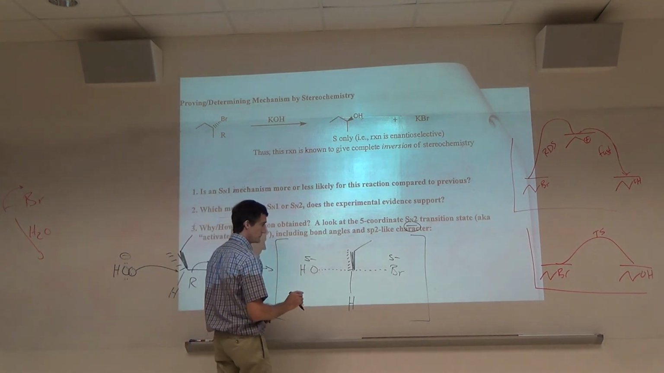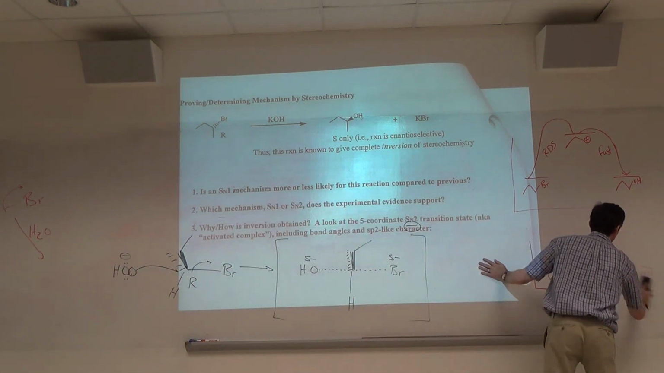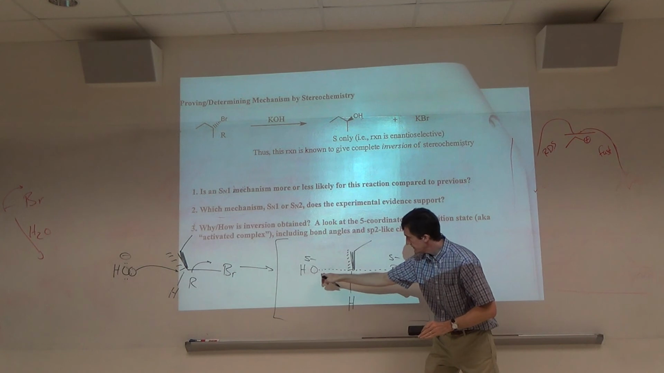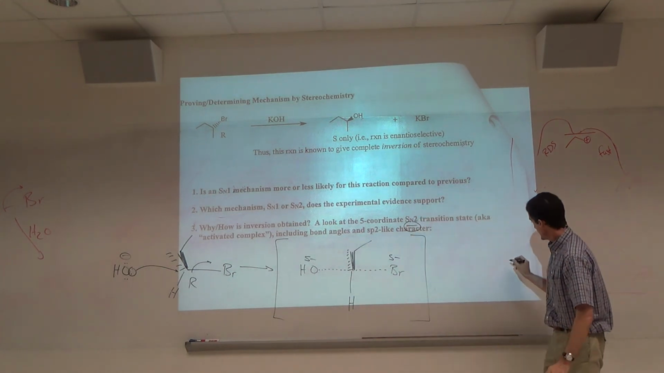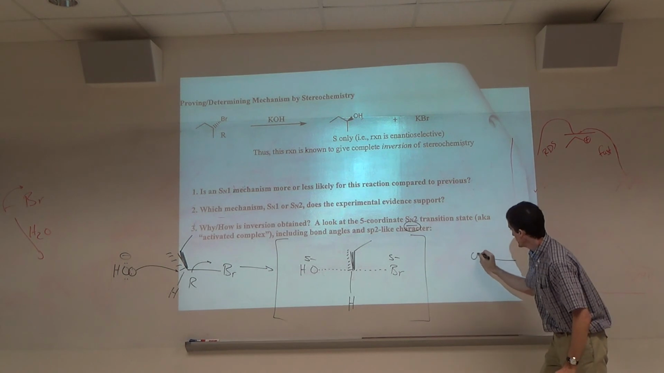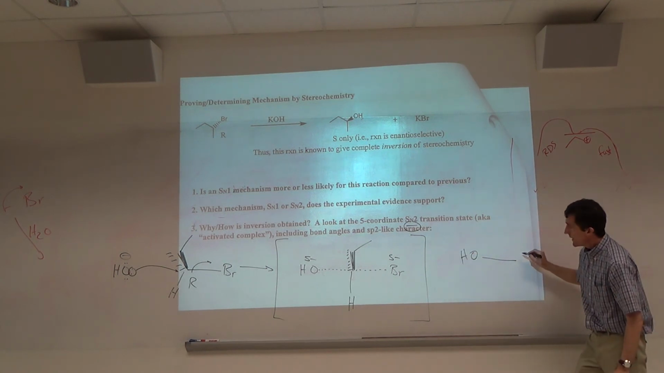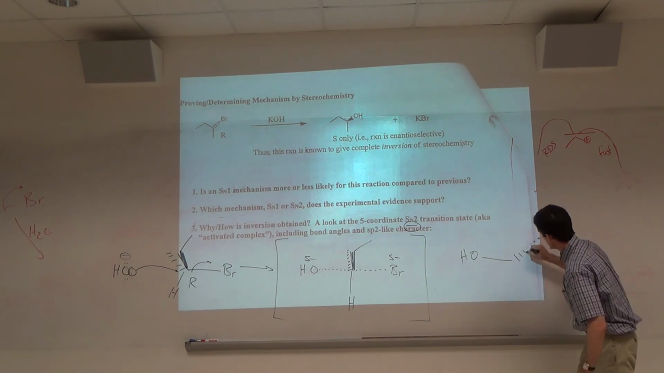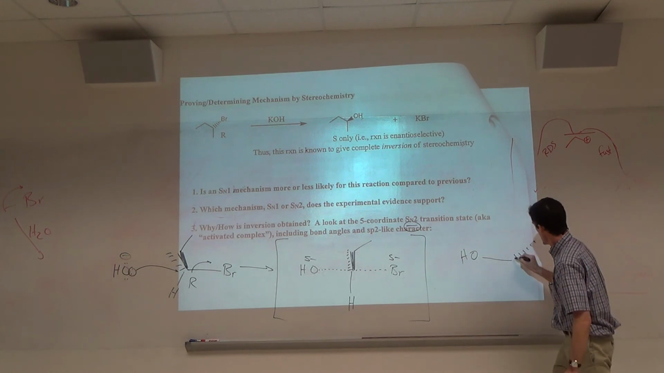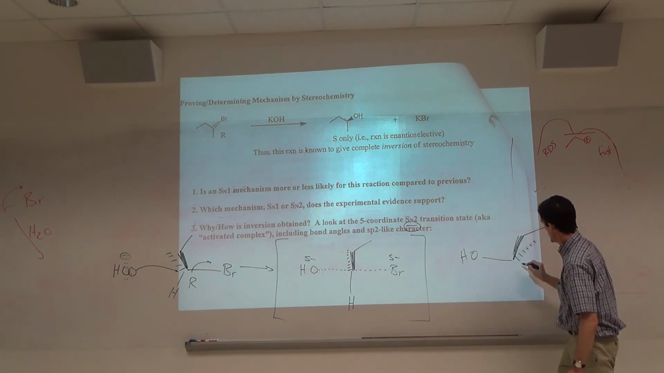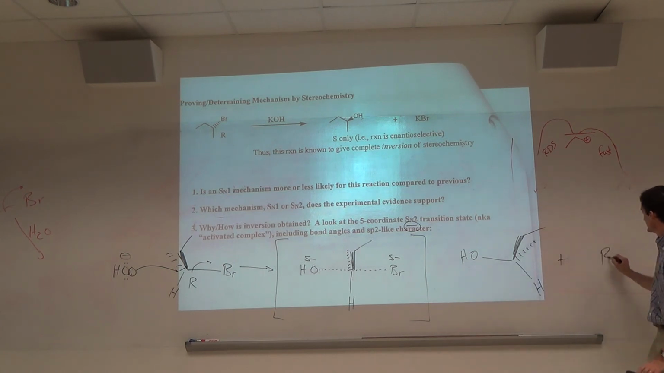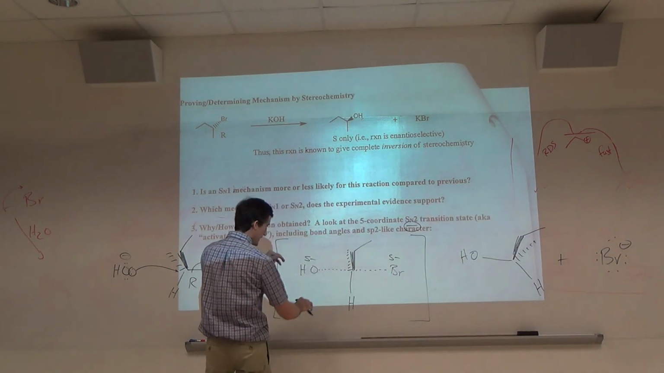Importantly, let's come back. Let's draw this at the end. We're about out of time here. What do we ultimately get to? Ultimately, this bond fully forms and this fully ruptures. And we end up with the OH over here fully formed. But now, this is like this. Let me make that a little bit more like that. And this is like this. And this is like this. Plus what? Br minus. Okay. What we have here is inversion.